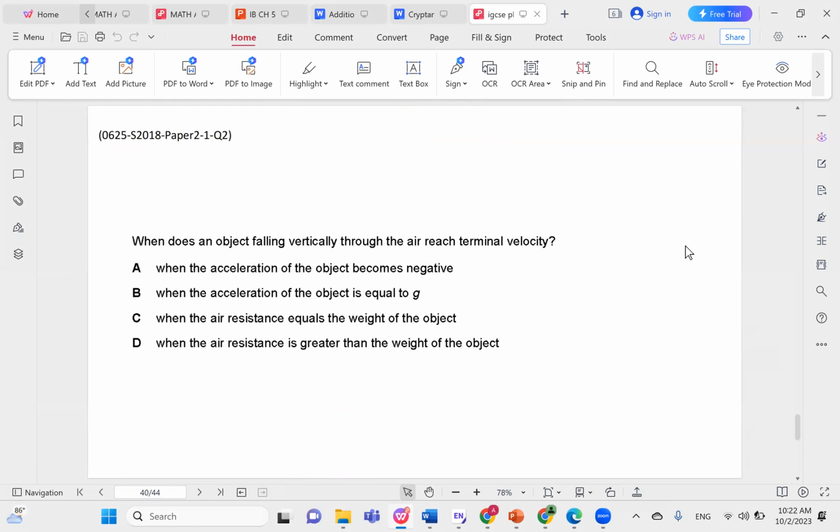When does an object falling vertically through the air reach terminal velocity? When air resistance equals the weight of the object. Because terminal velocity means zero acceleration and zero net force, which is what we said when we first explained terminal velocity.